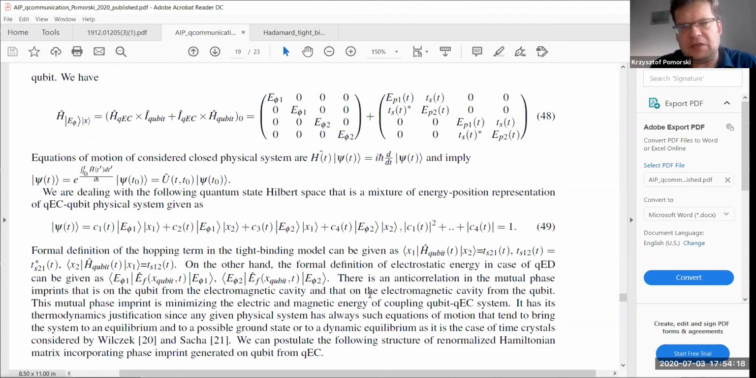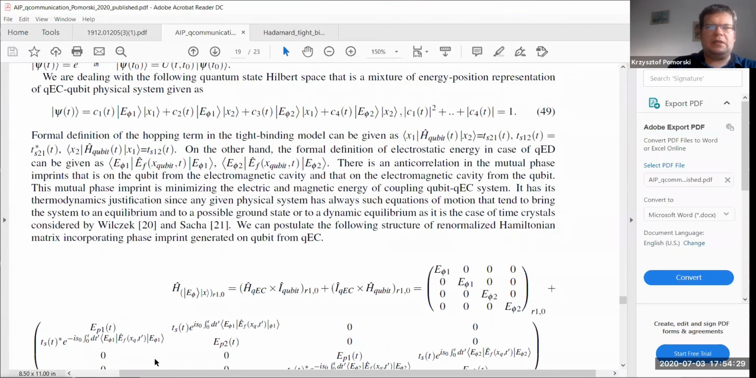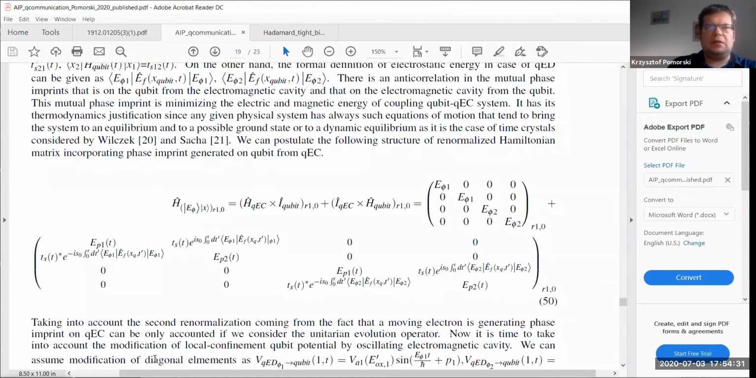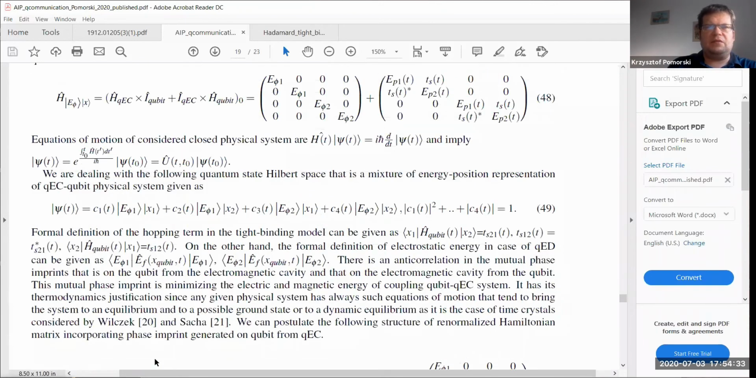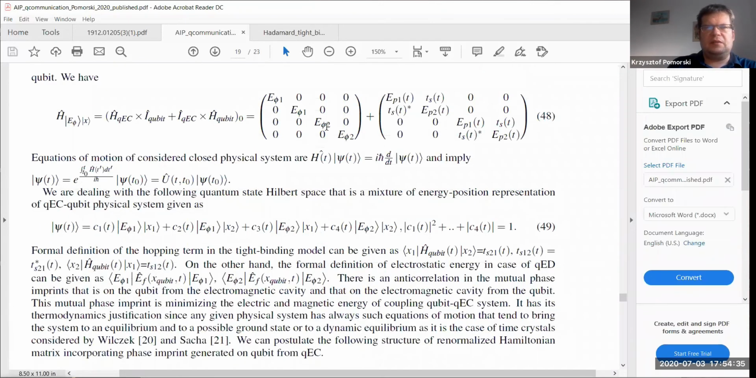You can continue such considerations for two qubits interacting with a quantum electromagnetic cavity. So this is for the case of non-interacting qubits with the electromagnetic cavity.